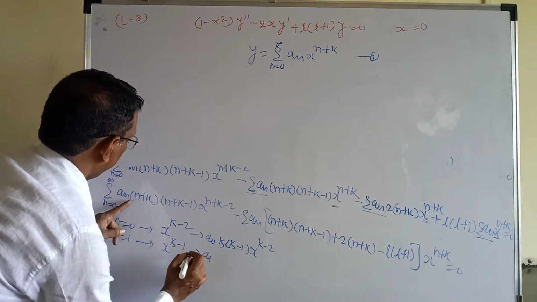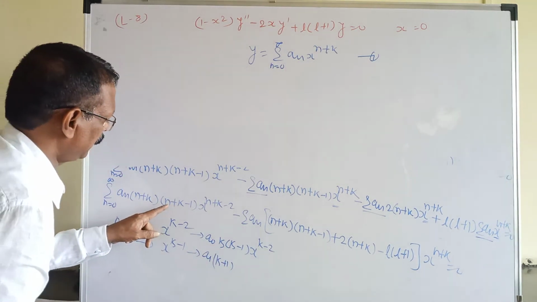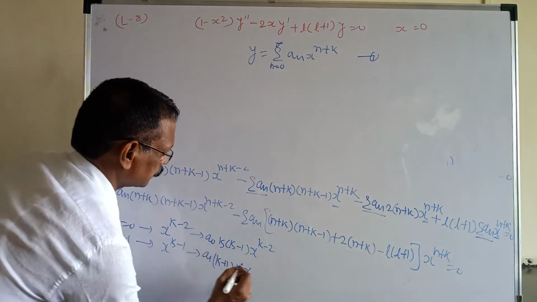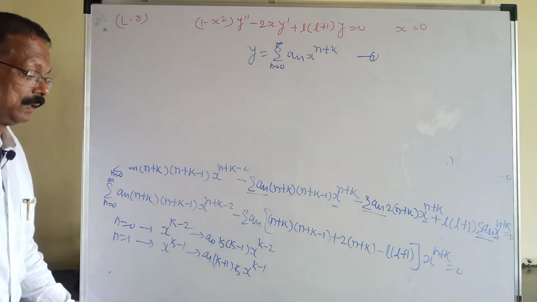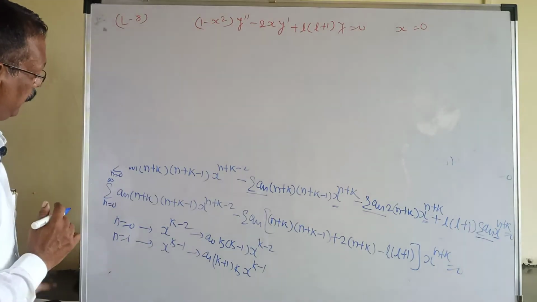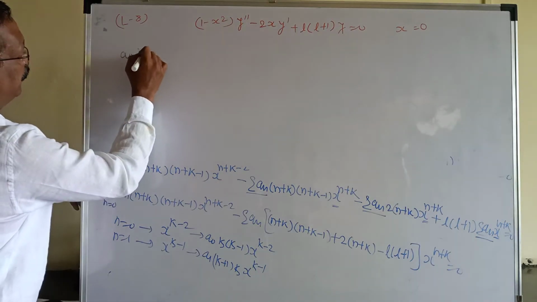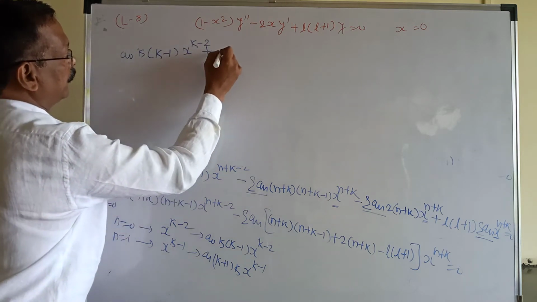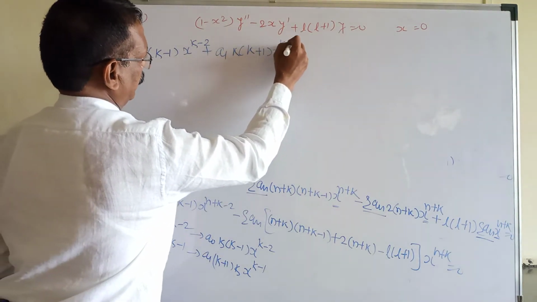For n equal to 1, it is a1 into (1 plus k) into k. Here the 1 minus 1 gets cancelled, so it is only k, and x raised to k minus 1. These are the first two terms, so first we have to write these two terms. So this is the first term: a0 k(k minus 1) x raised to k minus 2 plus a1 (k plus 1) k x raised to k minus 1.